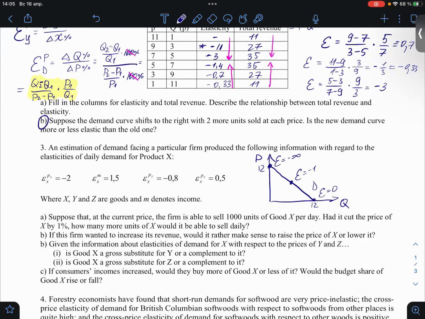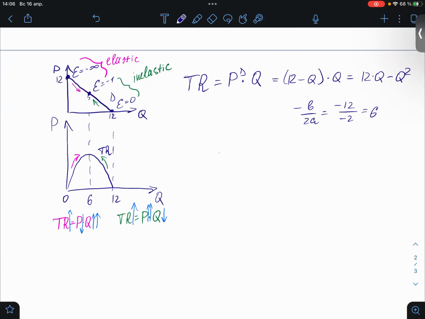In the second problem, suppose the demand curve shifts to the right with 2 more units sold at each price. Is the new demand curve more or less elastic than the old one? So let's draw. So here is 12, 12. And now for each price, we want to buy 2 units more. So now it will be 14, 14.